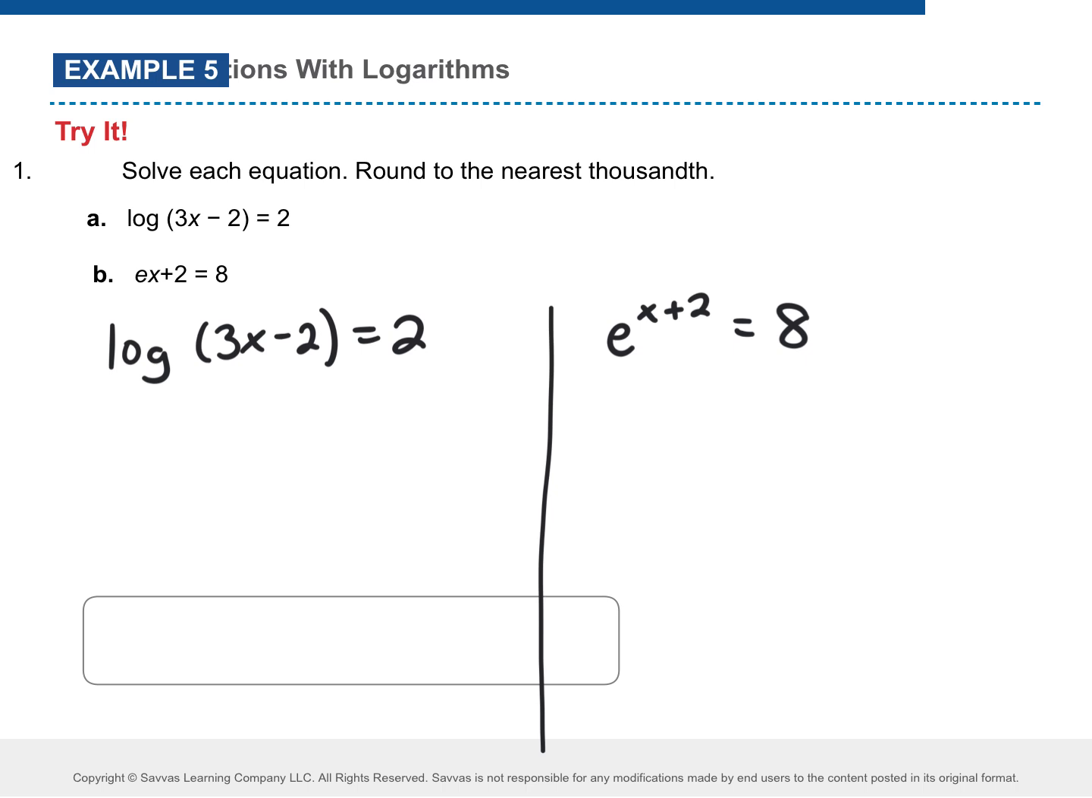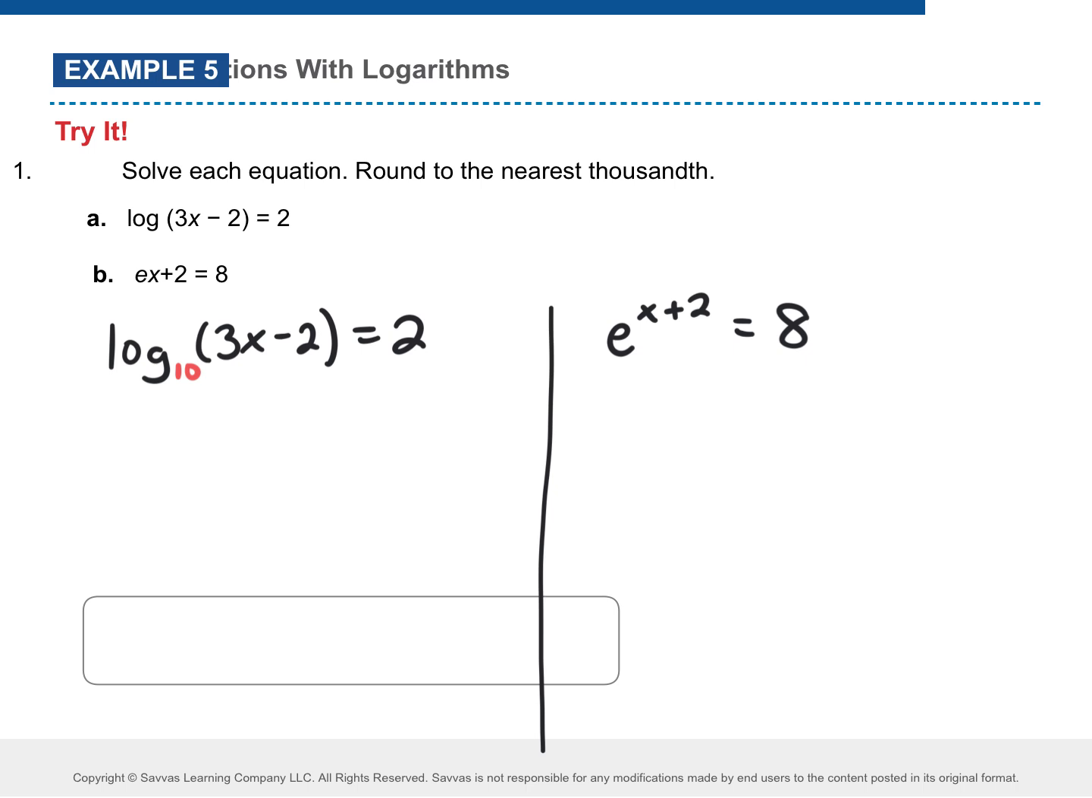First of all, what's my base in this problem? Remember, usually I would have like a 5 here yesterday or something. But if there's nothing there, what's my base? 10. It's that common log, right? So you can go ahead and put a 10 there. We can act like our base 10 is there.